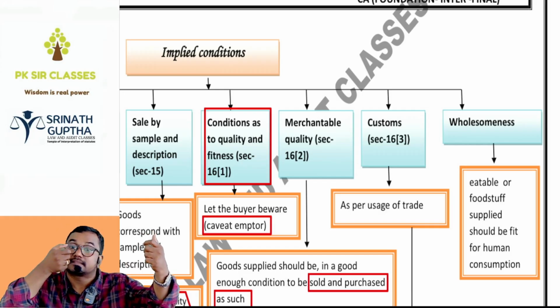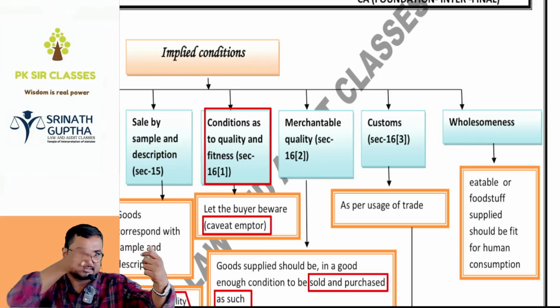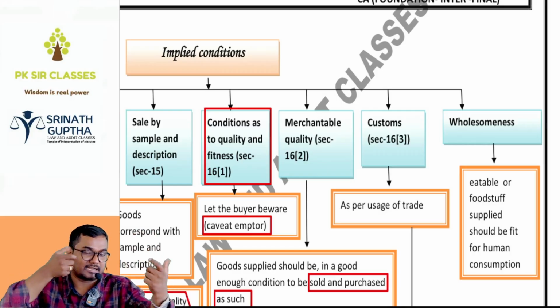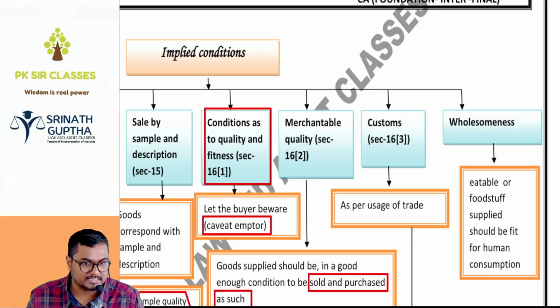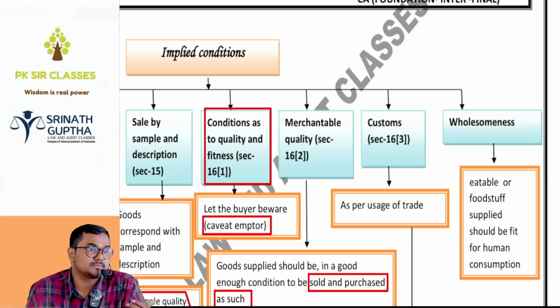Which example? Catapult. The rubber is supposed to be elastic in nature, but it is not elastic in nature. Whether the seller is responsible? Yes, because it is not merchantable quality. Which quality?